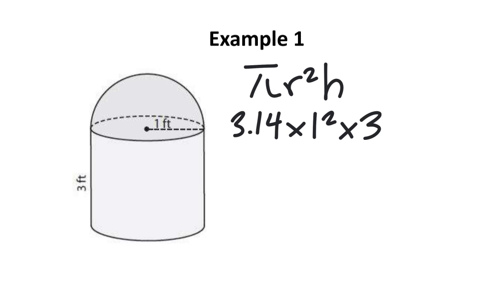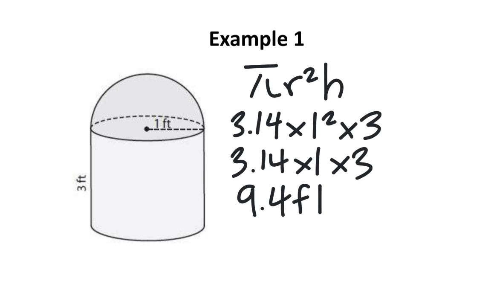At this point, you want to follow BEDMAS, which means you need to do the exponents first before multiplying. 1 to the power of 2 is the same thing as 1 times 1, which is equal to 1. So 3.14 times 1 times 3 is approximately 9.4 feet cubed.